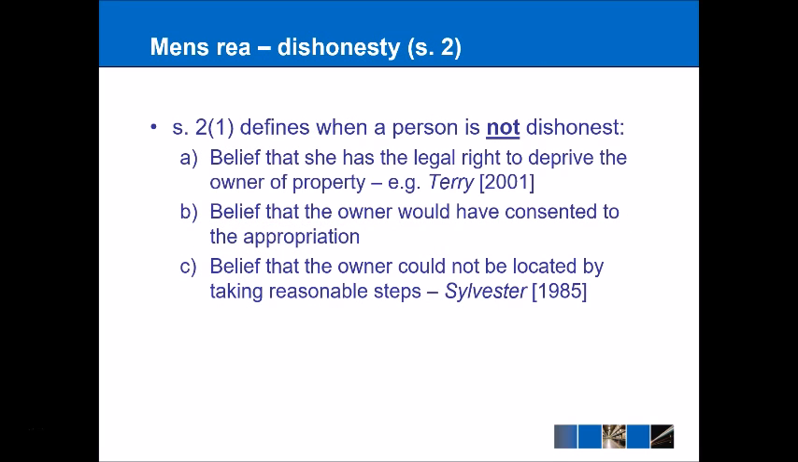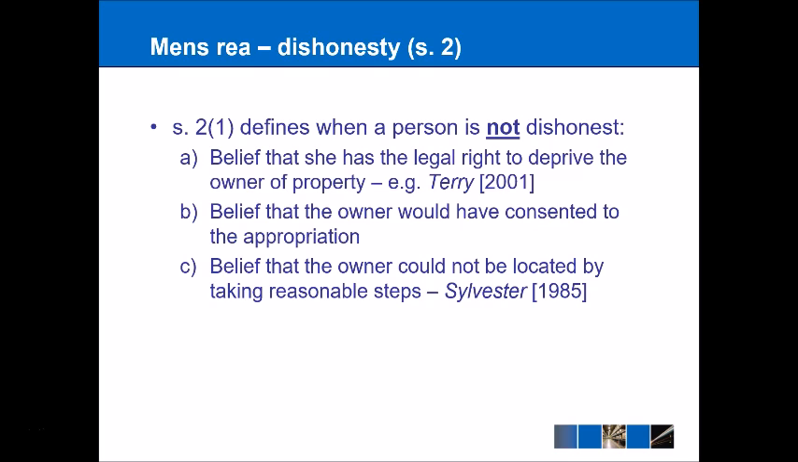Let's move on to the mens rea now. Section 2 deals with dishonesty, and this section effectively defines when a person is not dishonest. So when is a person acting honestly? Once we understand that, we can see the flip side and understand when a person is acting dishonestly. So 2.1a is the belief that a person has the legal right to deprive the owner of the property.